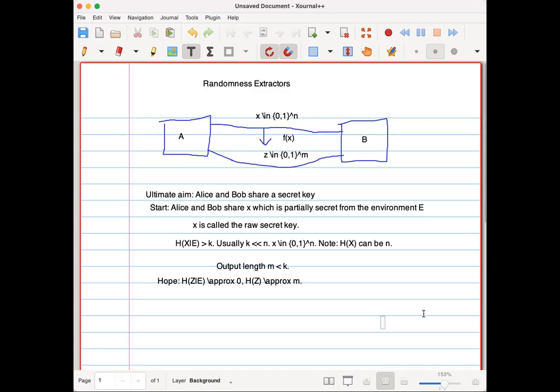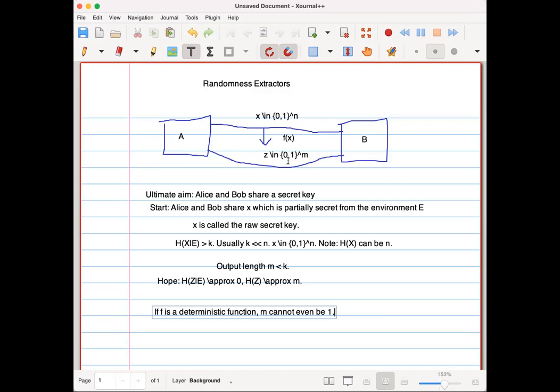So as Shayantan looked ahead, and quite correctly so, first let us see what the problems are. If f is a deterministic function, m cannot even be 1. So the output length cannot even be 1. Let us see why this is the case. Suppose f is a deterministic function of x.